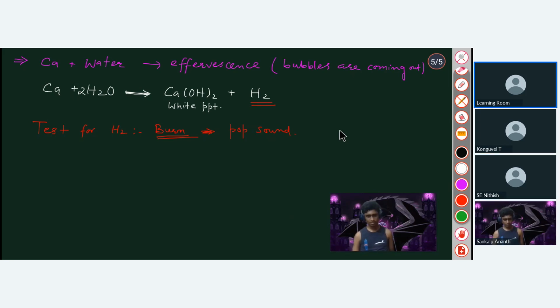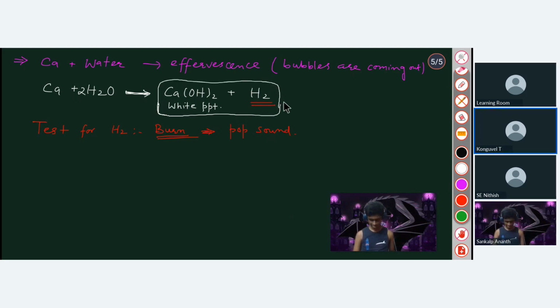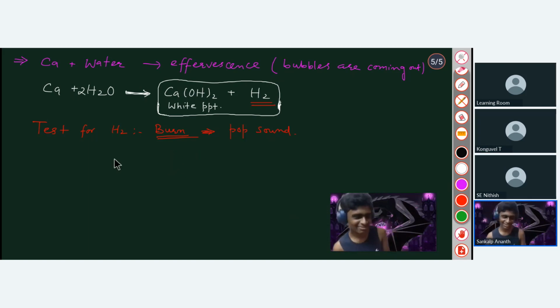Now next, very important. If you have this mixture of calcium hydroxide and hydrogen, what will be the test? What will be the color change if I put litmus paper in this mixture? Sir, it will turn red. Why will it turn red? What is the reason?